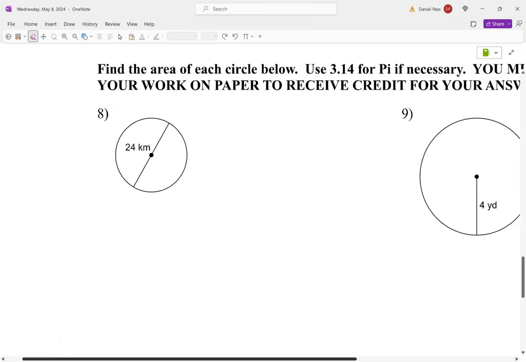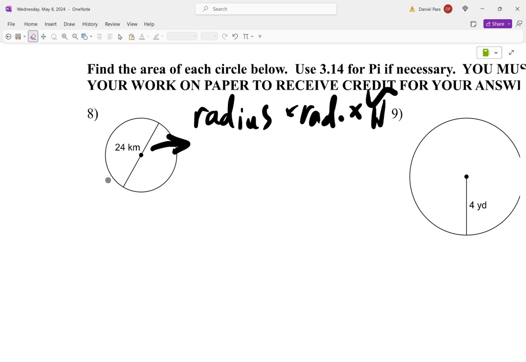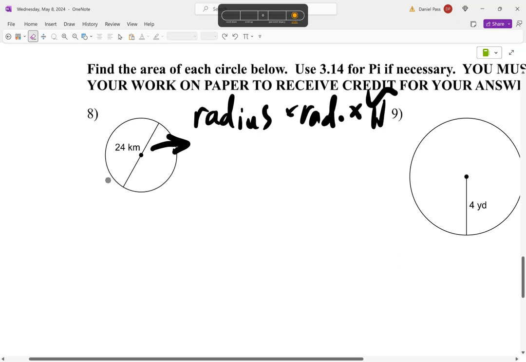Area of circle. How do we do that one? Okay. You do radius times pi. Correct. So you cut the 24 kilometers in half. Very good. So it's radius times pi. Okay. So we need radius. So 24 is not the radius. What is the radius? 12. 12. So we do divided by 2 makes the radius.